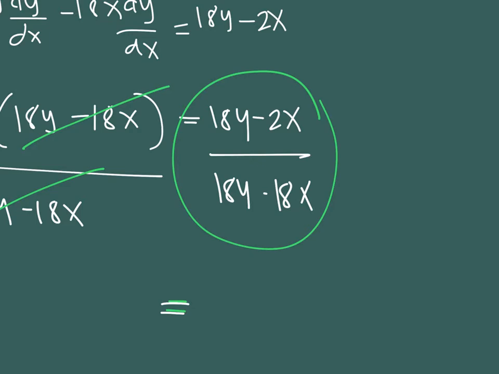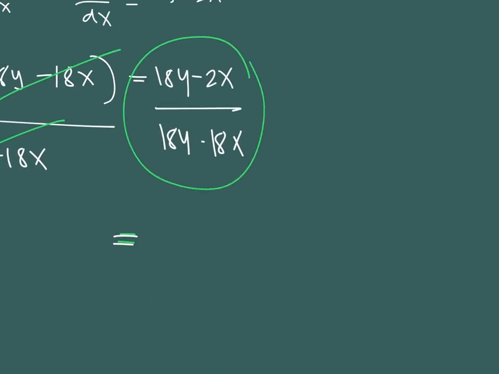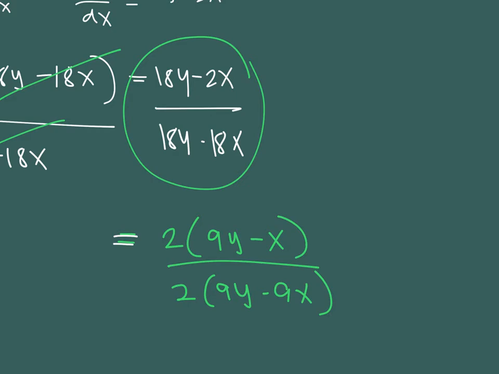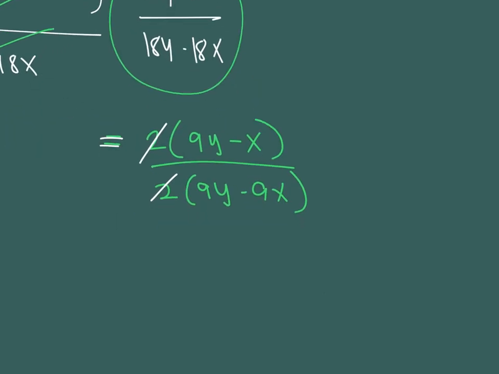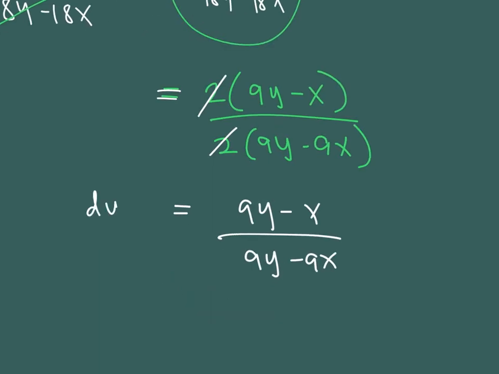But what can we do? Okay, all numbers are divisible by 2. So technically, what will happen here is we factor out the 2 on the numerator. It becomes 9y minus x. 2 in the denominator becomes 9y minus 9x. And then you cancel 2 and 2. So you have final answer 9y minus x over 9y minus 9x. Note that 9 cannot be cancelled because the x in the numerator has coefficient 1 or negative 1. So this is our dy over dx.